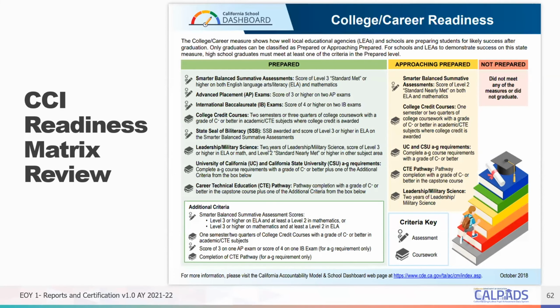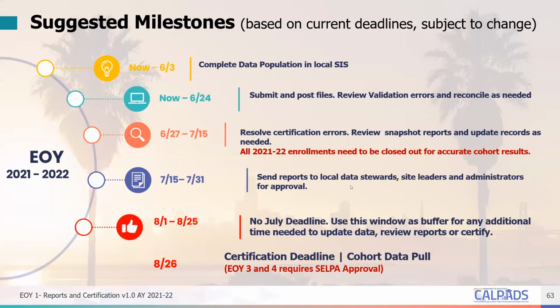So there's this CCI readiness matrix. It helps you identify how a student is identified, if they're approaching prepared or prepared. The latest one is maybe 2019. This is, of course, a screenshot was taken in 2018. I don't know that they have an updated one for the 21-22 year, but it's available. You can kind of locate this. I've seen it on a couple different CTE things, or you could use this just as a reference.